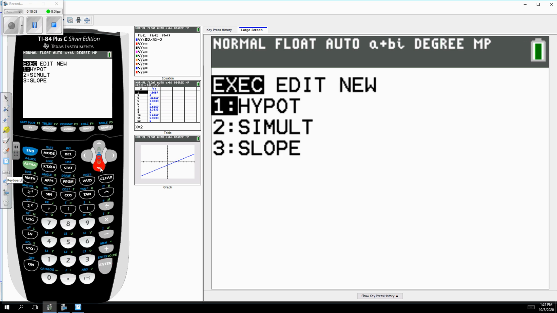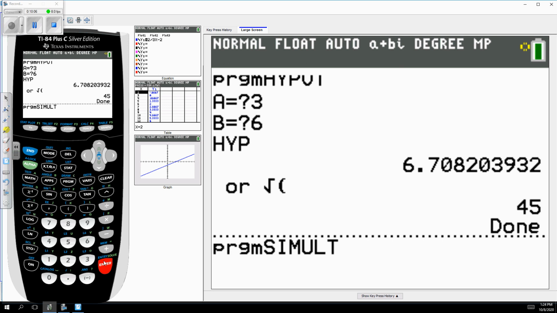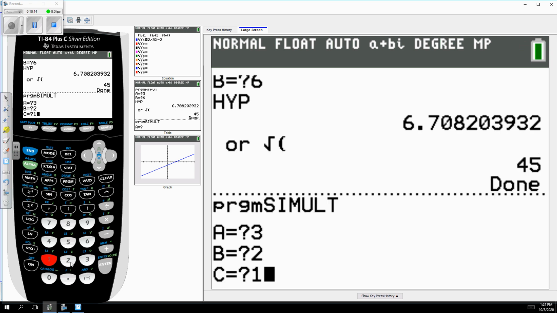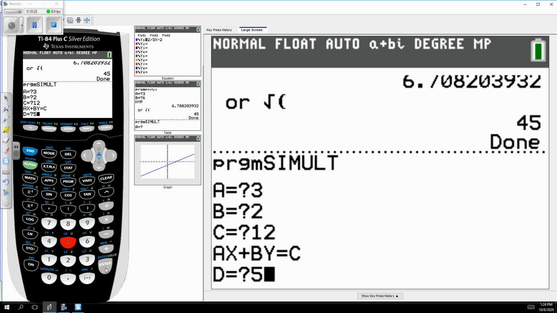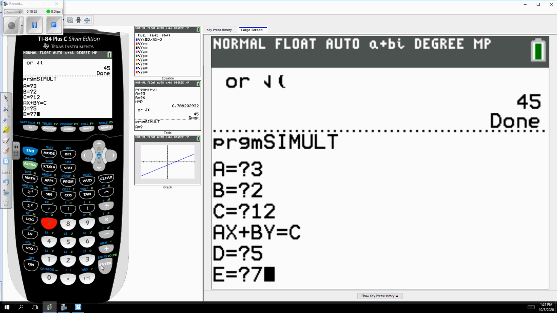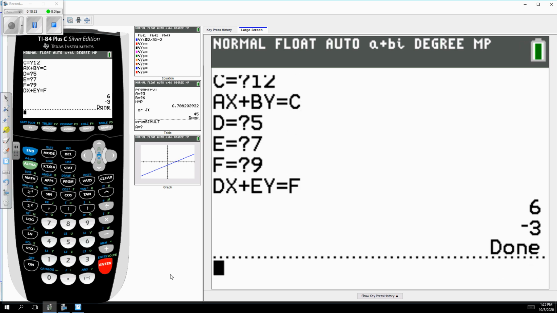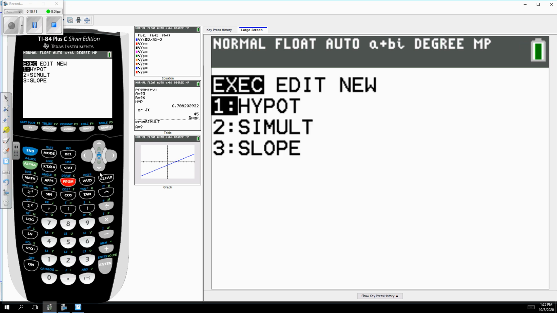What other ones do I have? I have simult, which is where you enter two equations one way. So 3x plus 2y is 12. 5x plus 7y is 9. And the answer is 6, -3. So simult solves for x and y simultaneously.